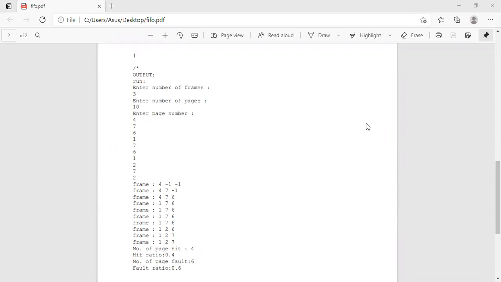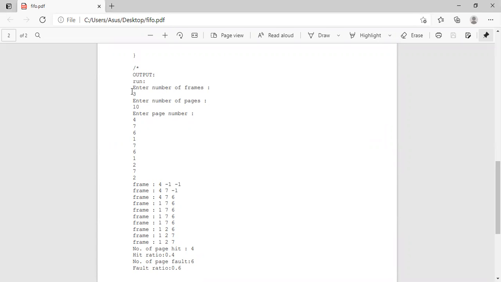I'm working as assistant professor in computer engineering department of AISSMS IOT, and today I am here to explain you about the first in first out page replacement algorithm. Okay, you can see the output here. I will explain the output first.